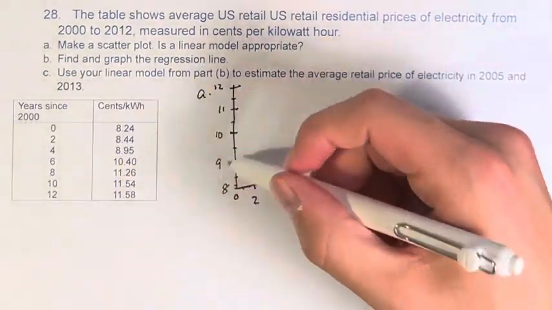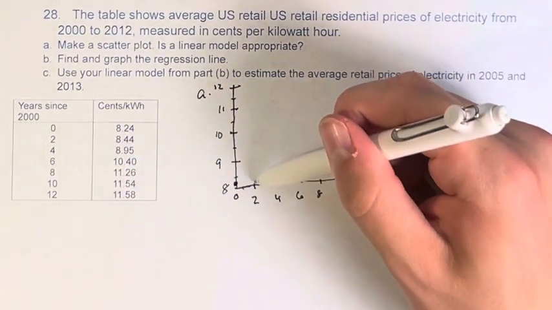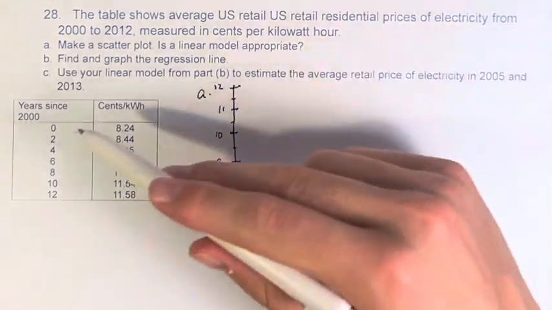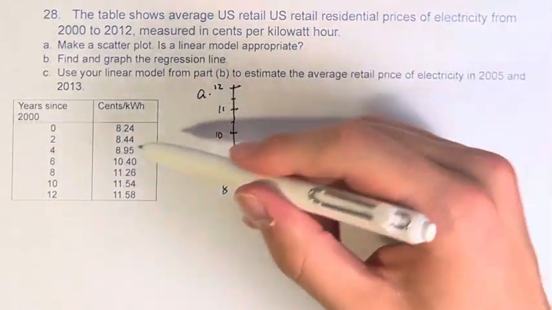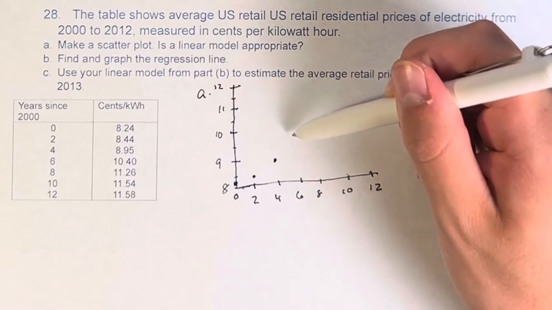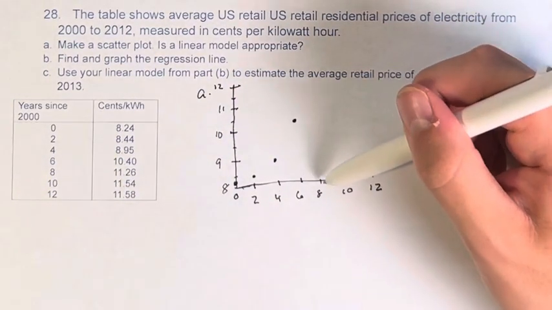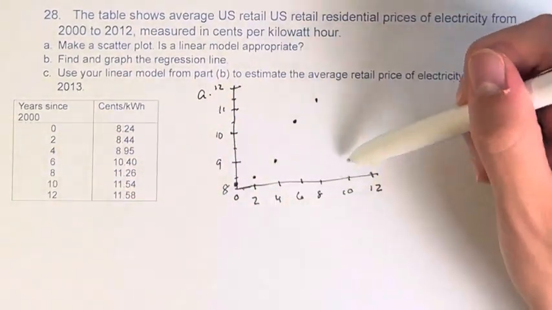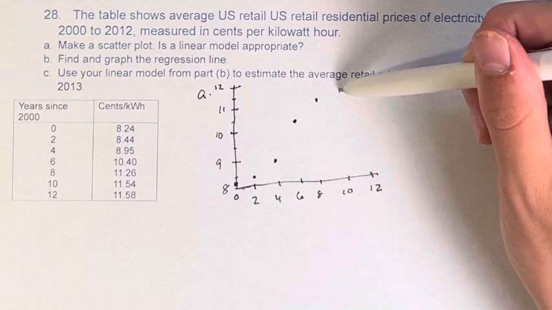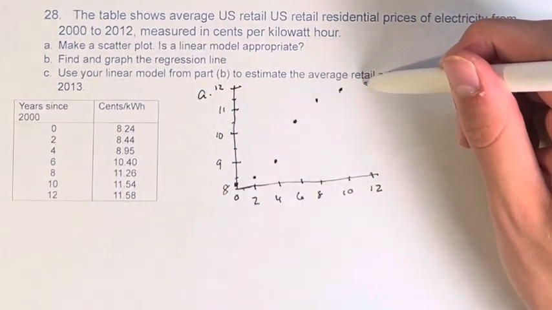So we have 0, 8.24, is right about there, 2, 8.44, 4, 8.95, just under 9, 6, 10.4, way up here, 8, 11.26, 10, 11.54, and 12, 11.58.